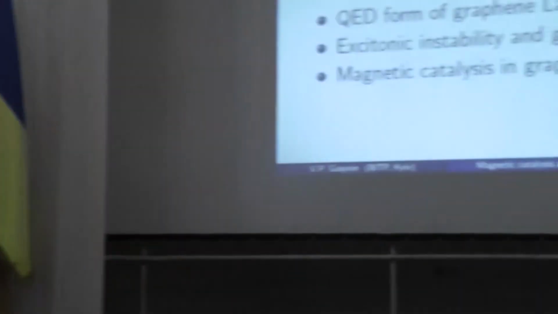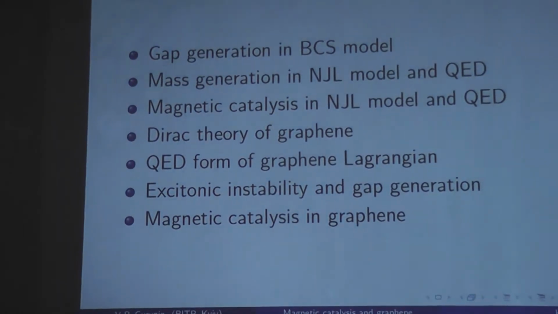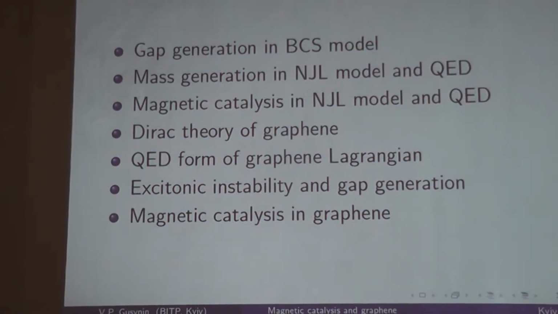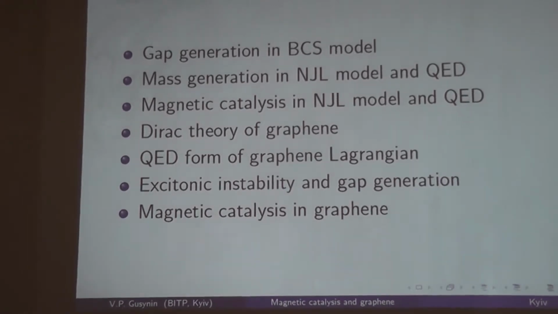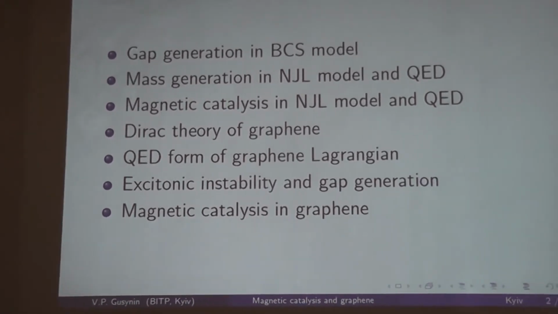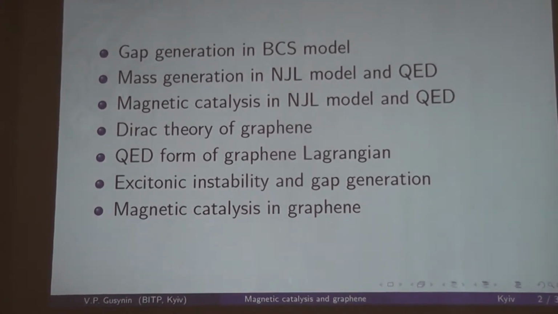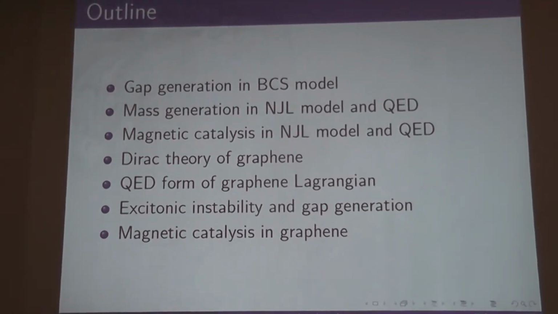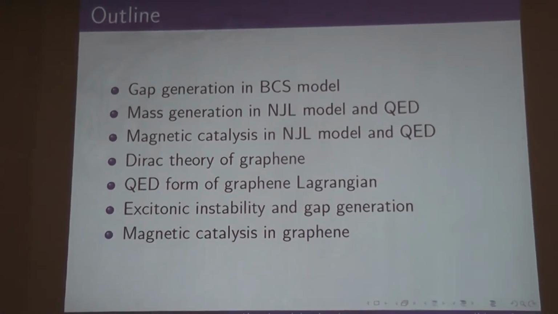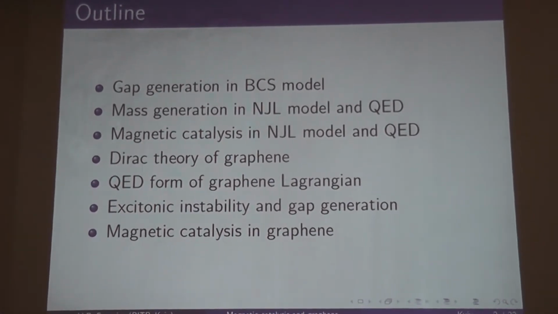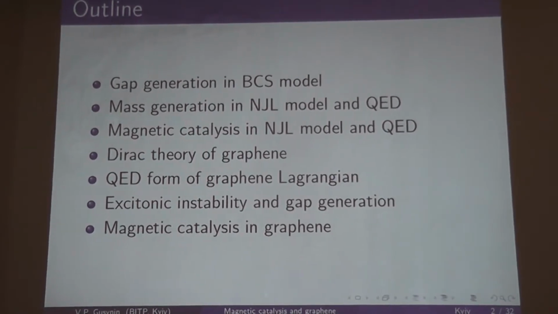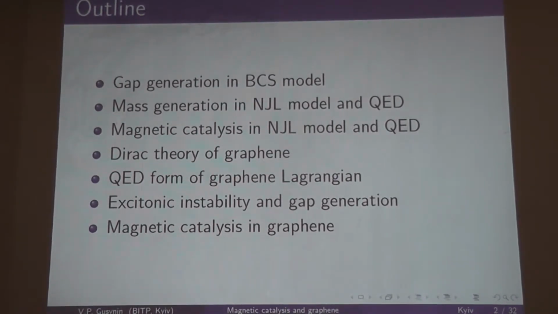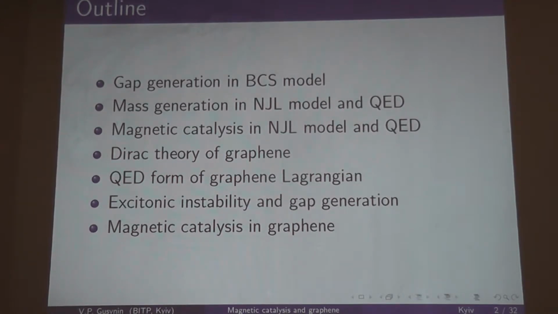So my plan will be the following. I will start with a simplified BCS model, because this is a model which actually inspired mass generation in quantum field theory. Then I will discuss mass generation in a generalizing model, quantum electrodynamics, magnetic catalysis, so applying a magnetic field. Then I come to the Dirac theory of graphene, the QED form of graphene. I will discuss gap generation in graphene and magnetic catalysis.